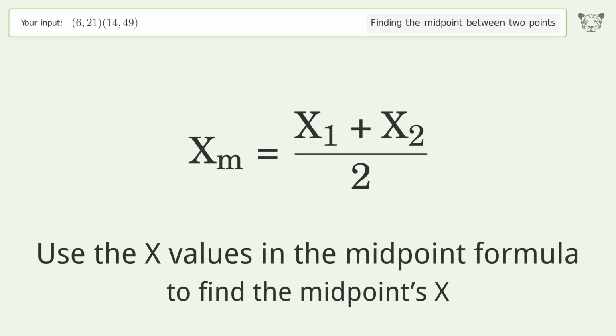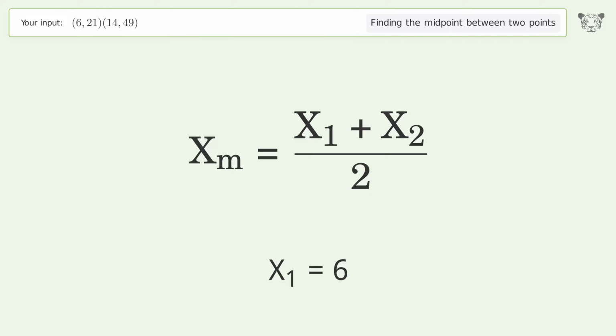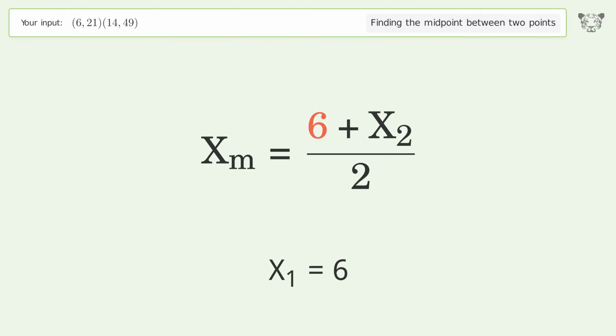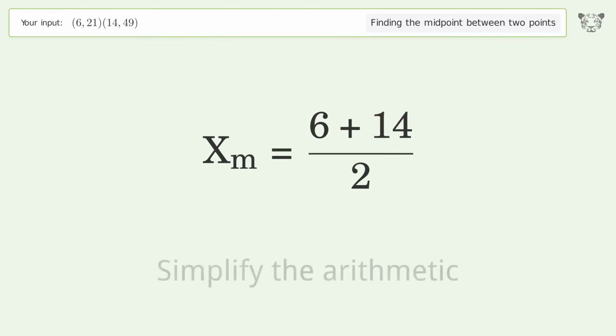Use the x values in the midpoint formula to find the midpoint's x. x1 equals 6. x2 equals 14. Simplify the arithmetic.